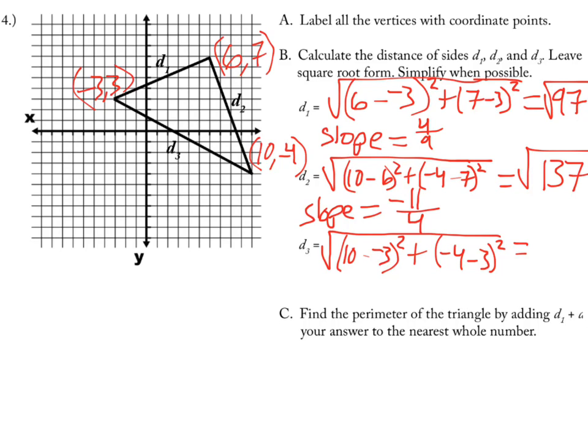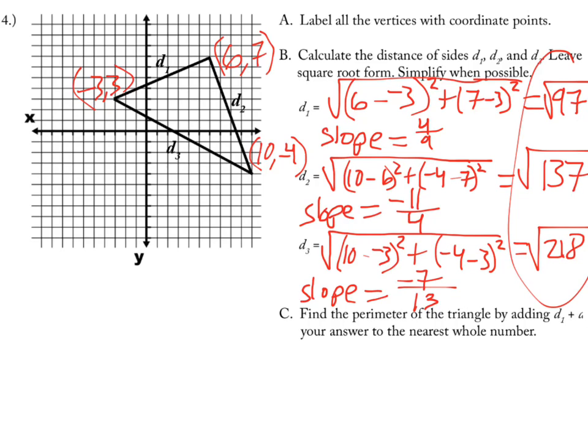And then negative 4 minus 3 is negative 7. When you square that you get 49. So if you take the 49 and you add the 169, you're going to get 218. So square root of 218 is the total length. The slope is going to be this rise, which was negative 7, over the run, which was 13, so negative 7 over 13.